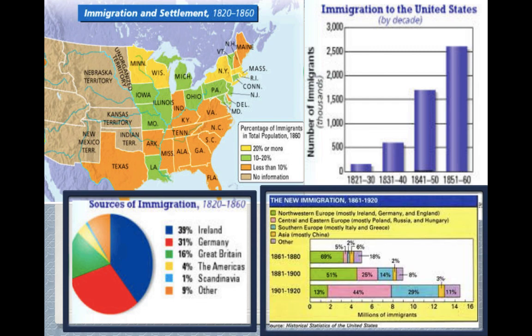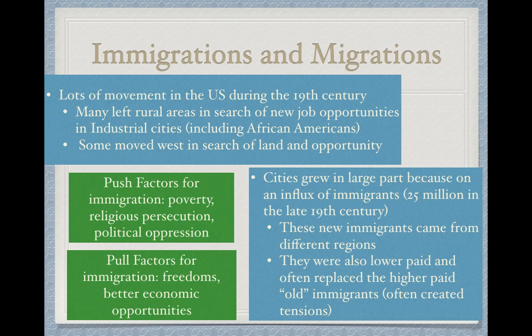So you can tell we moved from 1860 to 1880, it being one type of immigrant. By the time we get into the early 1900s, we're looking at another type of immigrant. So this is what we're talking about. You'll see your textbook talk about old immigration versus new immigration. That's what they mean. So there's lots of movement in the United States during the 19th century.